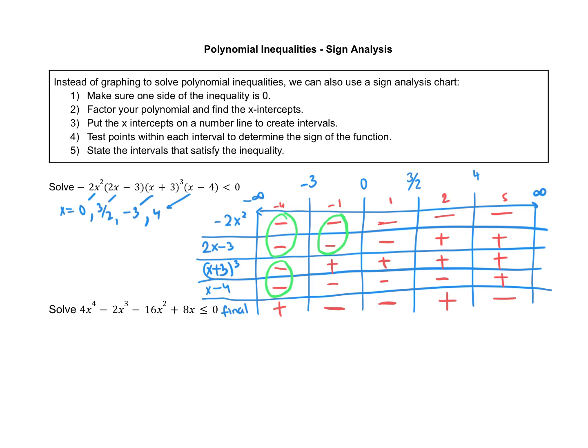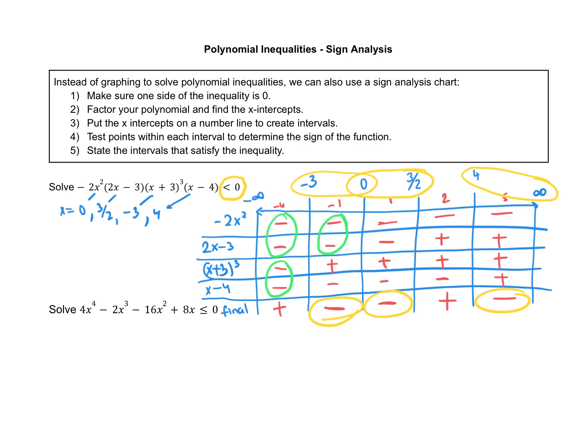Now that my sign analysis is done, I go back to my inequality and see what I'm testing for. I want to be less than 0, which means I want this, this, and this. I want the negative intervals. So now let's see. I want to be between -3 and 0, between 0 and 3 over 2, and from 4 onwards. Now, because I'm not equal to 0, I don't want to actually include these x-intercepts.